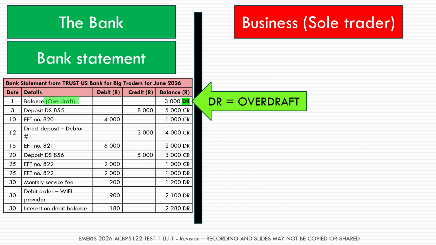So let's just make sure you understand what that really means. On the bank statement, if the bank statement shows that you have a debit balance, so here a 3,000 rands debit balance, that actually means that you are currently in overdraft, which means you have been spending more money than what you have cash in your bank account.